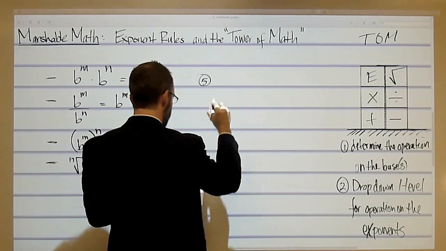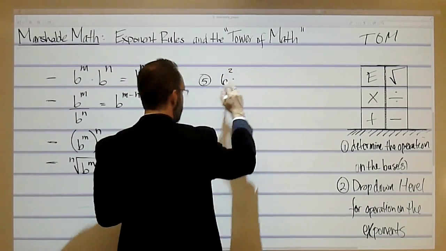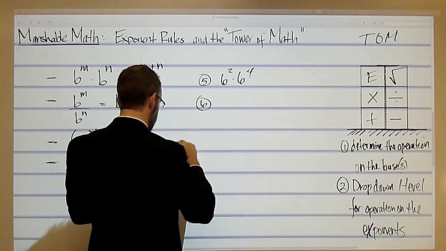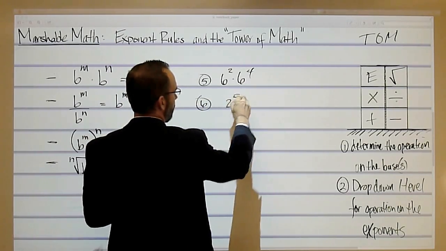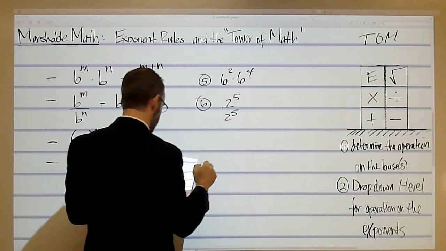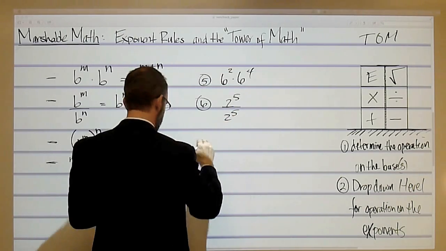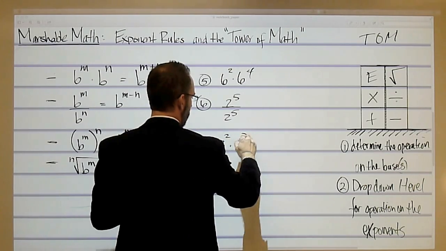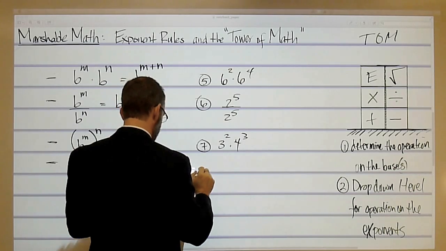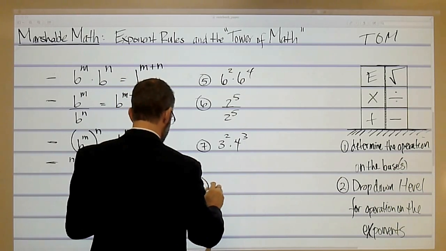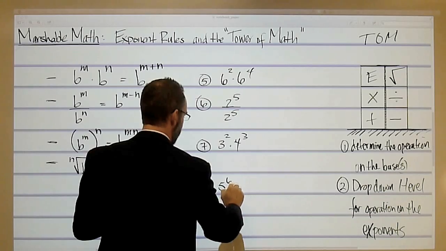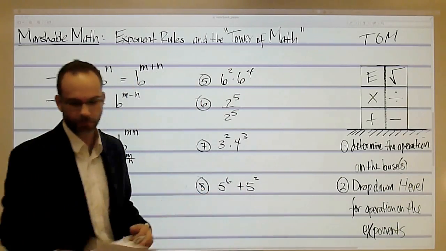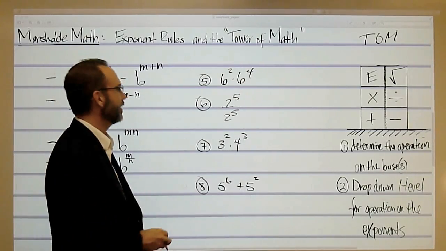Number 5 is going to be 6 squared times 6 to the 4th. Number 6 is going to be 2 to the 5th divided by 2 to the 5th. Number 7 is going to be 3 squared times 4 cubed. And then number 8. Number 8 is going to be 5 to the 6th plus 5 squared. Okay, press pause in the video now. Try these.